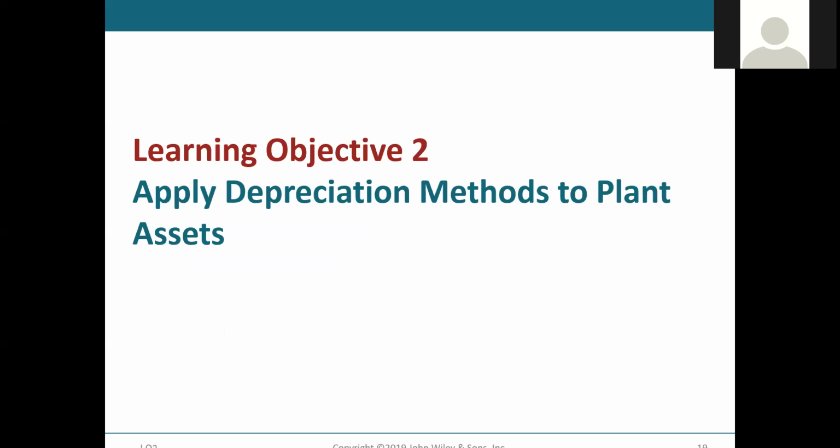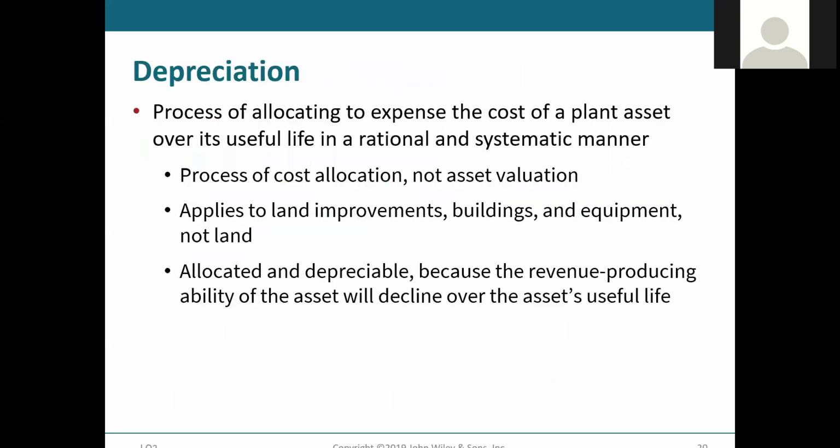Applied depreciation methods. Let's go. We're going to talk about some depreciation methods. Depreciation, it's an estimate. It is a process of allocating to expense the cost of a plant asset over its useful life in a rational and systematic manner. Rational and systematic manner is a GAAP term. It's a process of cost allocation, not asset valuation.